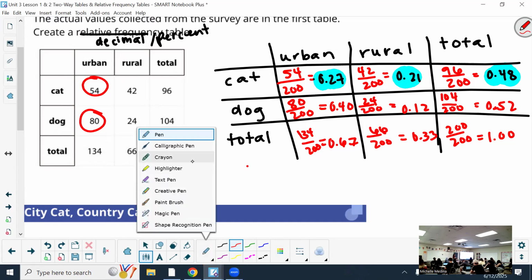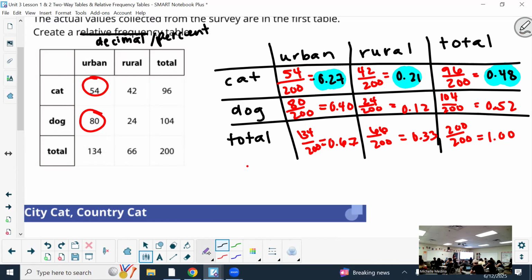So keep in mind, like we just did the decimals, we didn't write down the percents, but I've been saying the percents too. If you want the decimal version or you want the percentage, all you do is multiply whatever decimal you get times 100. All right, questions on that? So this is in relation to the whole.